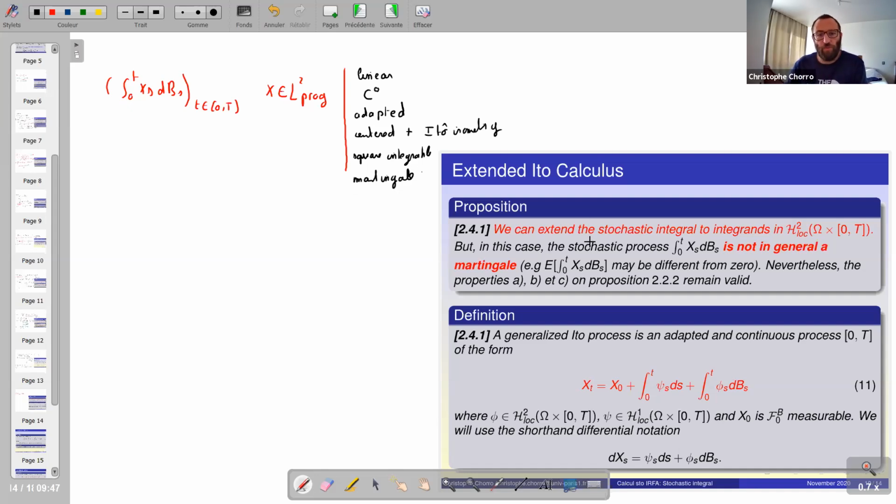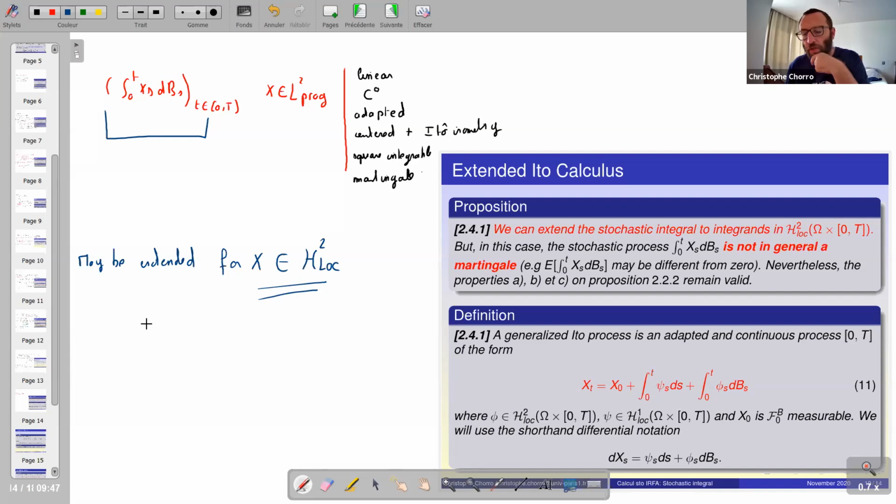This proposition 2.4.1 tells me that we can extend. So this one may be extended for x belonging to H2 loc. It may be extended for x belonging to H2 loc.